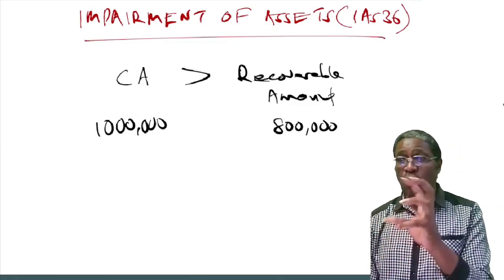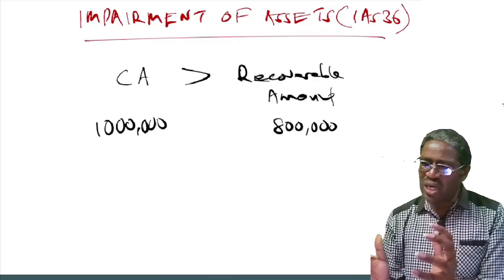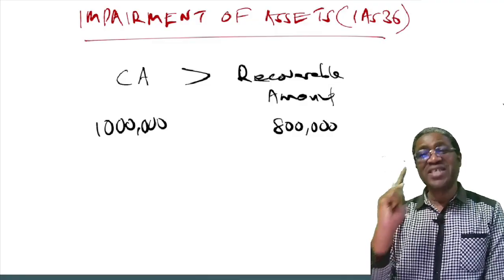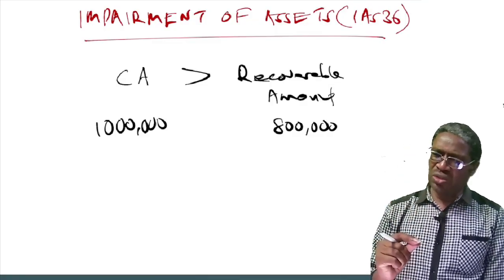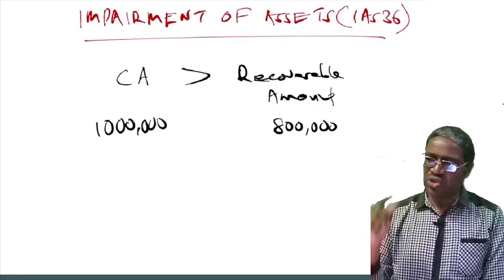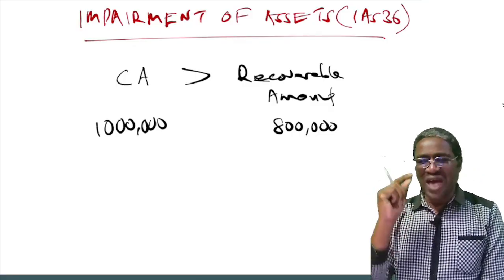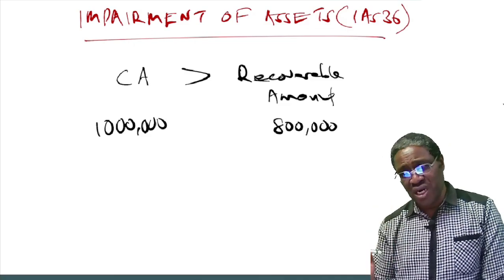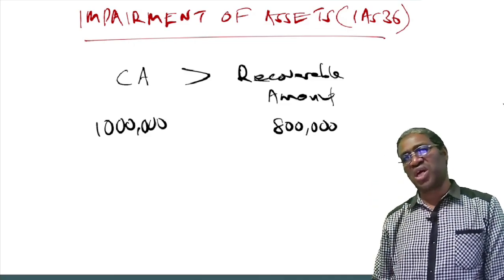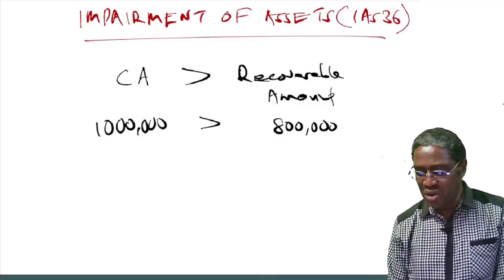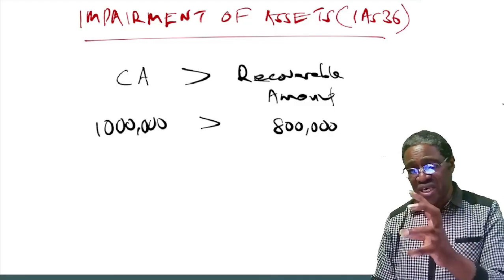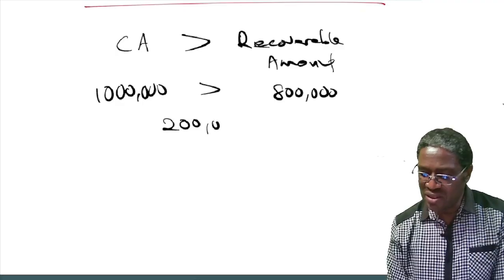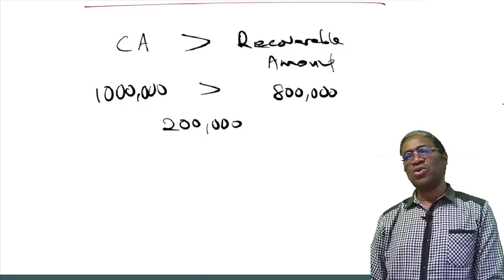We shall talk about how to compute the recoverable amount. But let me assume as a company you have computed the recoverable amount of this asset and you have found it is 800,000. So we want to know, has this asset suffered an impairment loss or not? I have said an asset is said to have suffered an impairment loss if the carrying amount of the asset is higher than its recoverable amount. So now that the carrying amount is higher than the recoverable amount, we say that this asset has suffered an impairment loss of how much? 200,000.